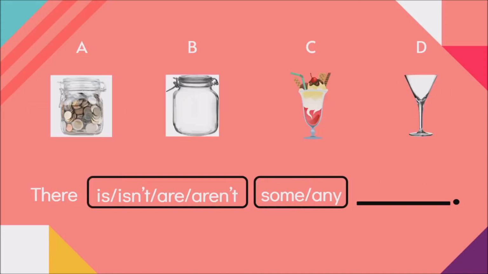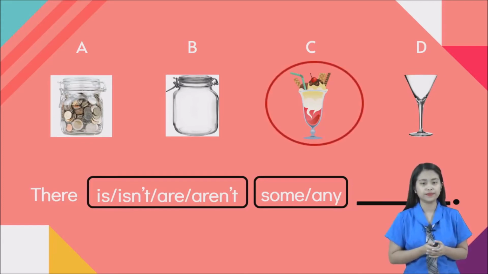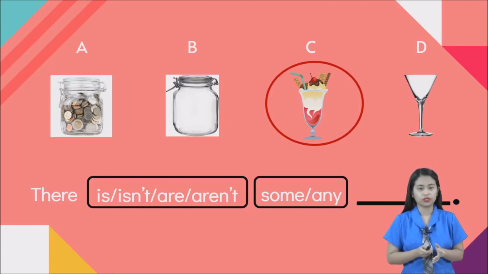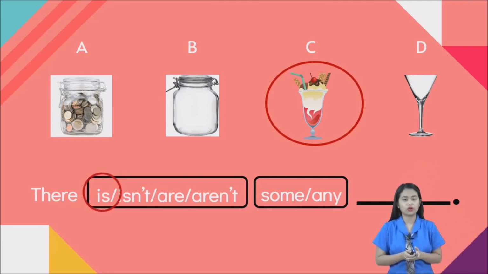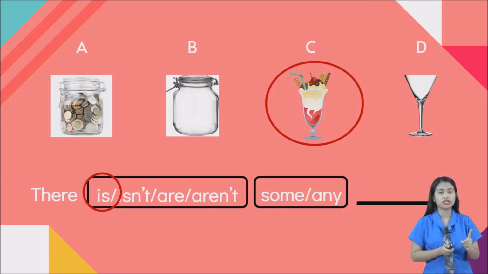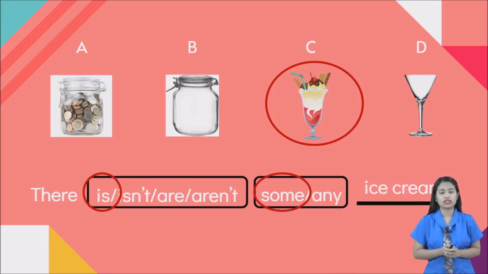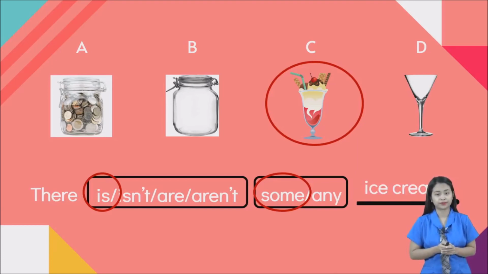Here, number 3, we are going to choose again one object, and that is the letter C. So there is, isn't, are, or aren't. What are we going to use? We are going to use is because it is only one. It is singular. And some because it is a non-count noun. So there is some ice cream. Again, there is some ice cream.